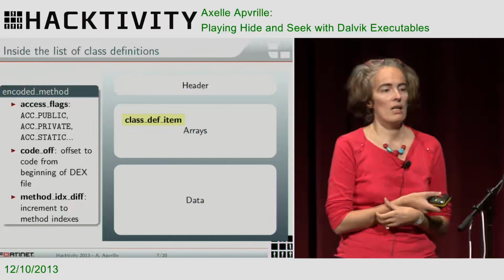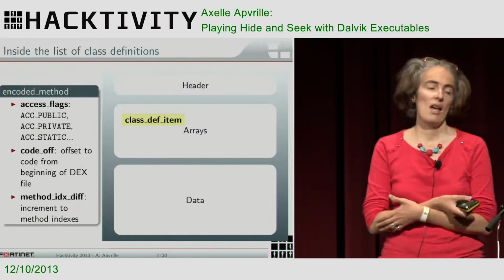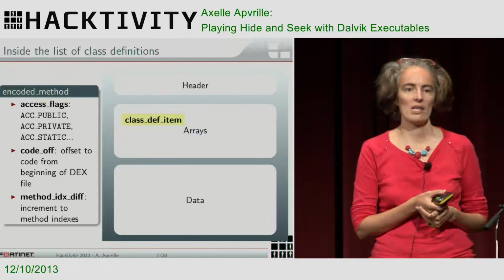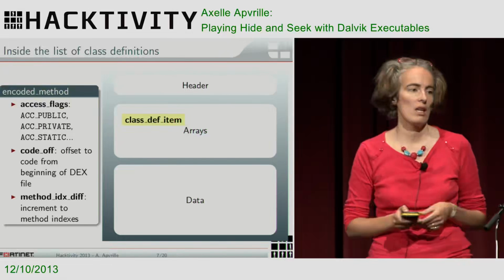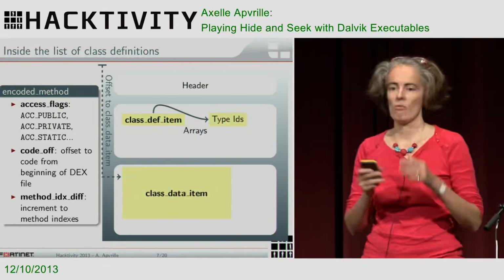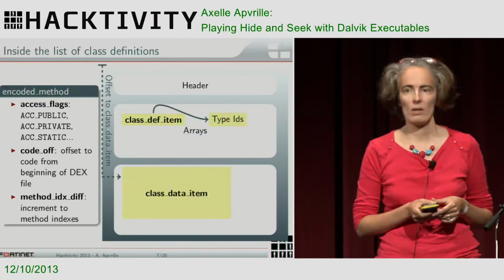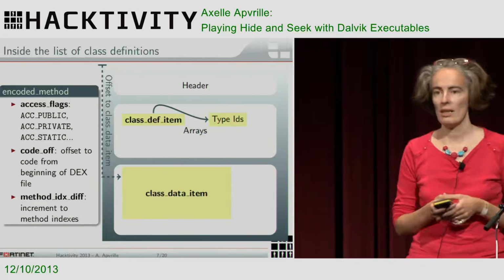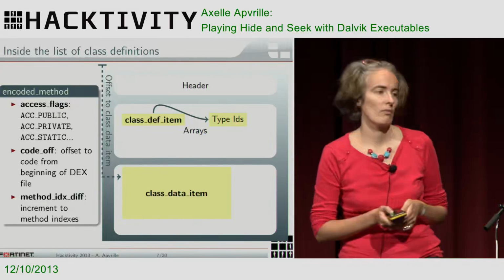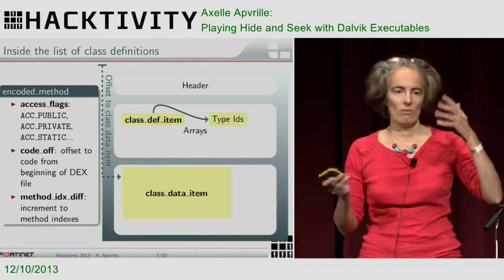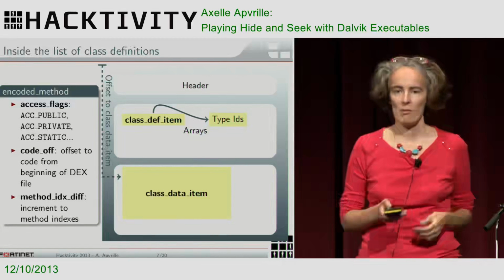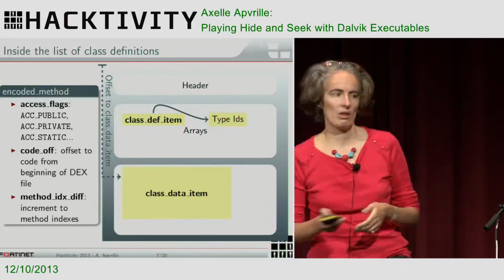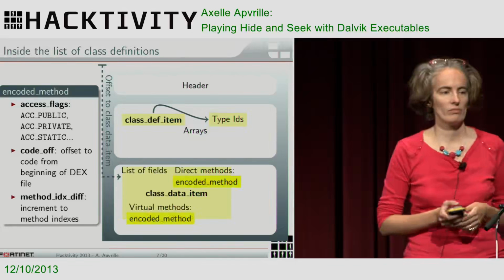So actually, in one particular list in the arrays, each item for the class definitions is called class def item. And that references different type identifiers and also an offset to an interesting structure, which is called class data item in the data section. I don't expect you to remember all the names, but it's good to have the names in case you just want to have a look at the Dalvik reference sheet, because you can do it for yourself afterwards.